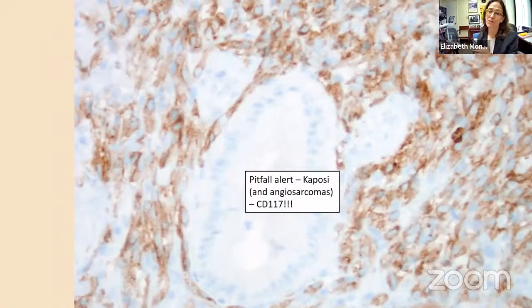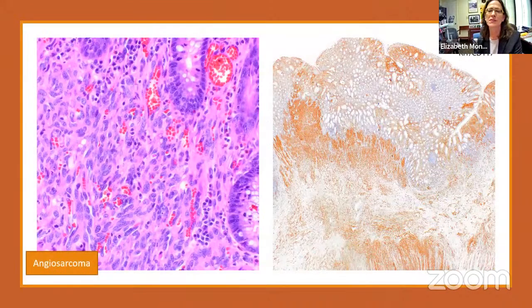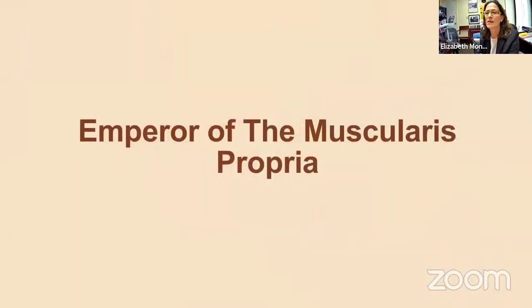A pitfall alert for Kaposi and angiosarcomas is that they both love to express CD117. So yours truly has been down this pitfall. This happens to be Kaposi expressing KIT or CD117, but this is an example of an angiosarcoma that I misdiagnosed based on a mucosal biopsy, and it was very clearly an angiosarcoma at the time of resection, but it was strongly KIT positive.